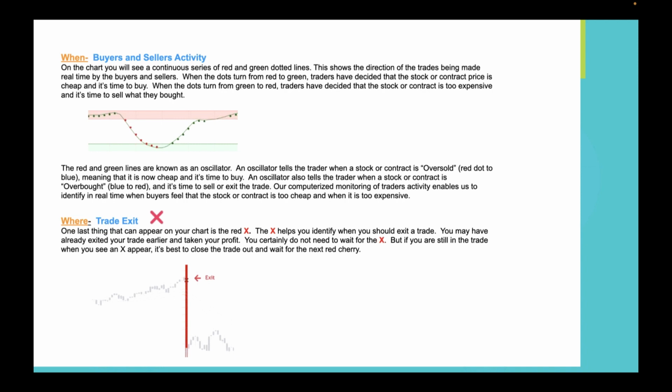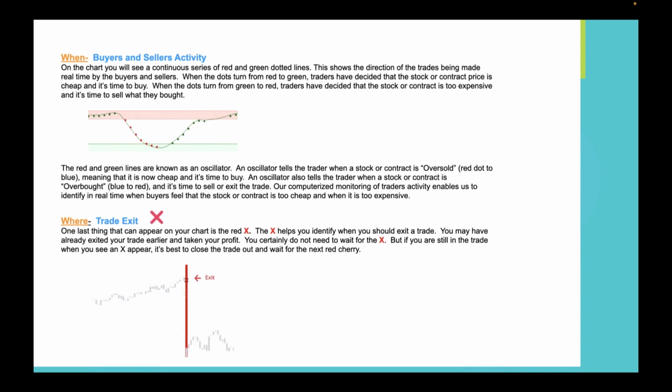So, buyers and sellers activity. All right, so on the chart, you'll see a continuous series of red and green dotted lines. This shows the direction of the trades being made in real time by buyers and sellers. When the dots turn from red to green, traders have decided that the stock or contract price is cheap and it's time to buy. When the dots turn from green to red, traders have decided that the stock or contract is too expensive and it's time to sell what they bought.